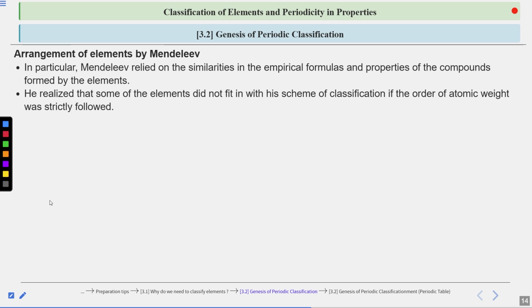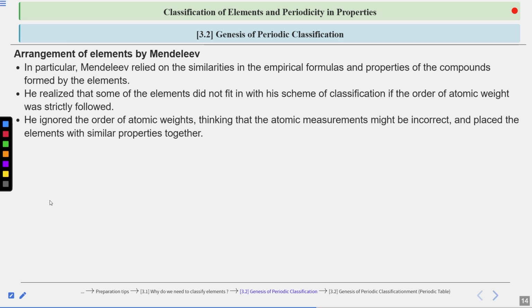And in doing so, he saw that some of the elements were facing difficulty in their placement as their atomic weights were not strictly followed. But what he did, he ignored the atomic weight. He said that, okay, there may be a case that the atomic weight would have been weighed incorrectly. And keeping the atomic weight aside, he just took the elements whose properties are similar and kept them in one place.